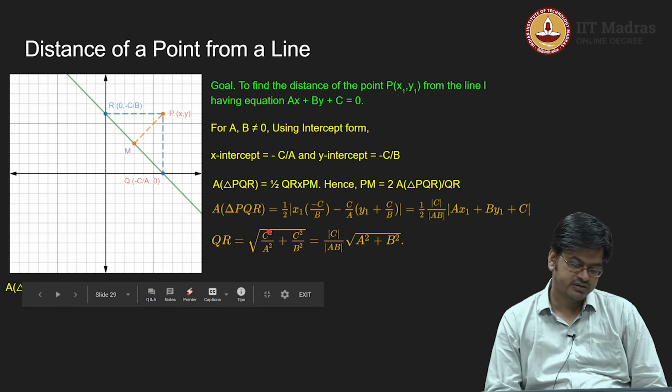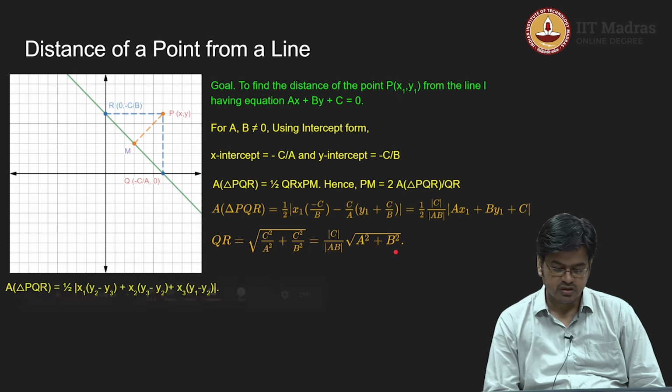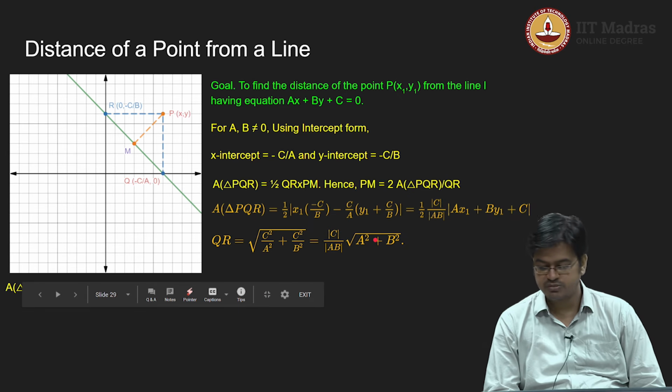So, you can simplify this to this form. You can take out c common. So, you will get mod c, you take a and b common. So, you will get mod ab and then you will get square root of a square plus b square, which is in the numerator.